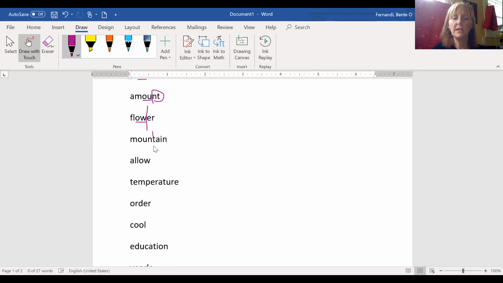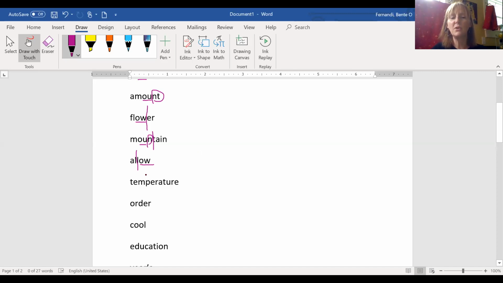Mountain is also a two-syllable word, mountain. But if you look at the OU here, you're going to see that it is followed by a consonant, N, to close out that syllable. So that OU, the same rule applies there. And the next word is allow. If you remember, when we have two consonants that are the same, we are going to divide our syllables right between those two consonants. And we are going to have the OW because it's at the end of the word.